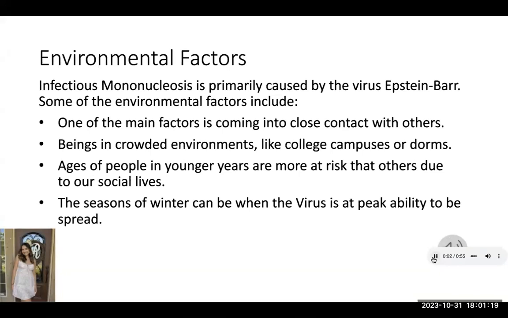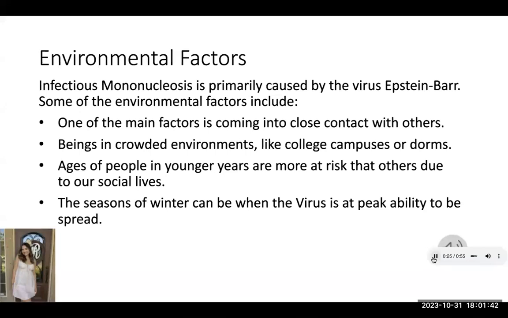Next, for environmental factors, infectious mononucleosis is primarily caused by the Epstein-Barr virus. Some of the main environmental factors surrounding the disease include people coming into close contact with others. Everyone should keep a safe distance when talking to others, so we're not spitting or breathing on other people when talking.